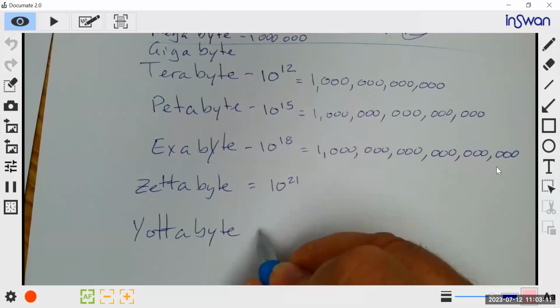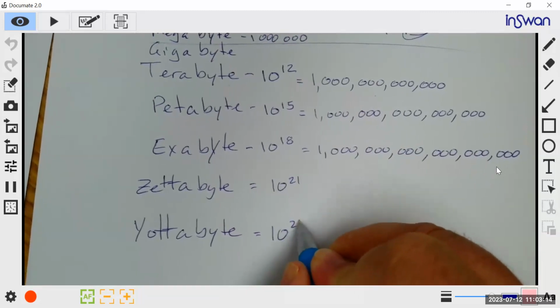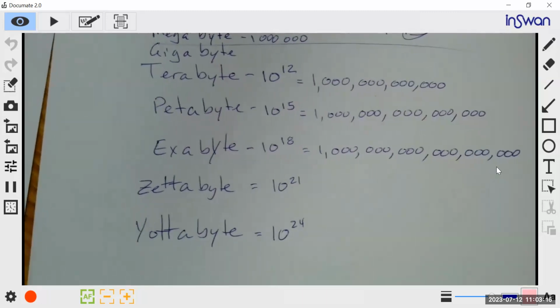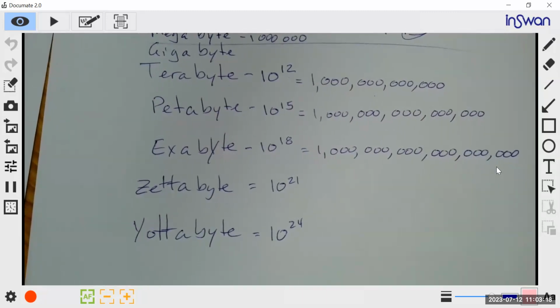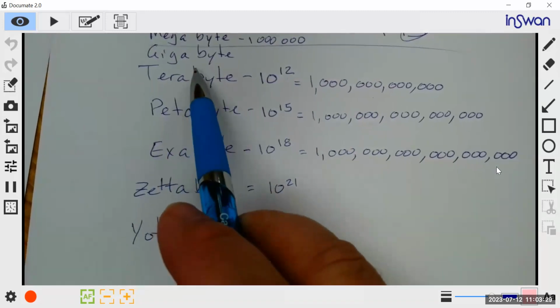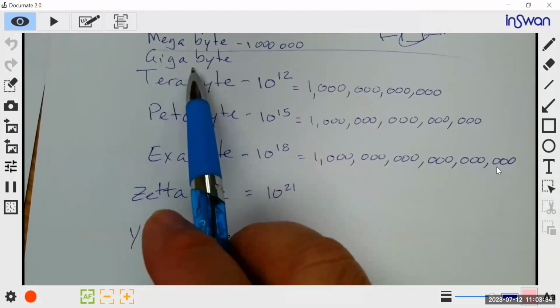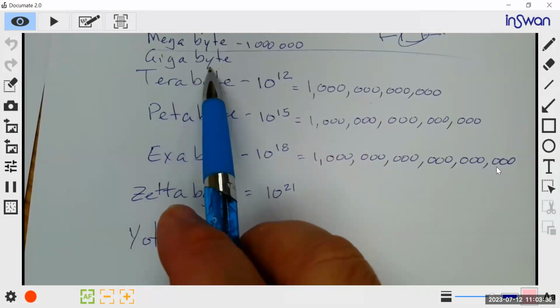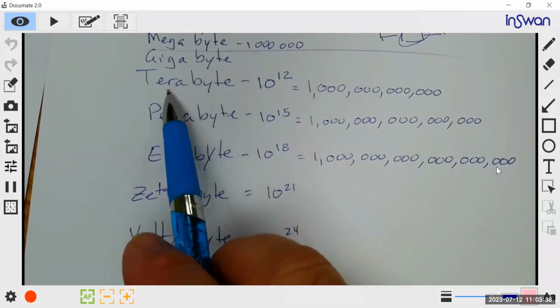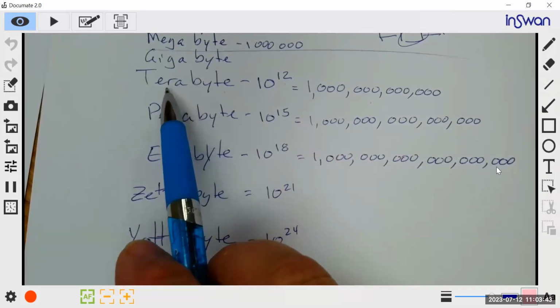10 to the 21, 10 to the 24. This is how many bits of information are being processed every 1 second of time on these computers. Right now, we have stuff running in gigabits. We have hard drives that can save terabits of information, but not process that fast.